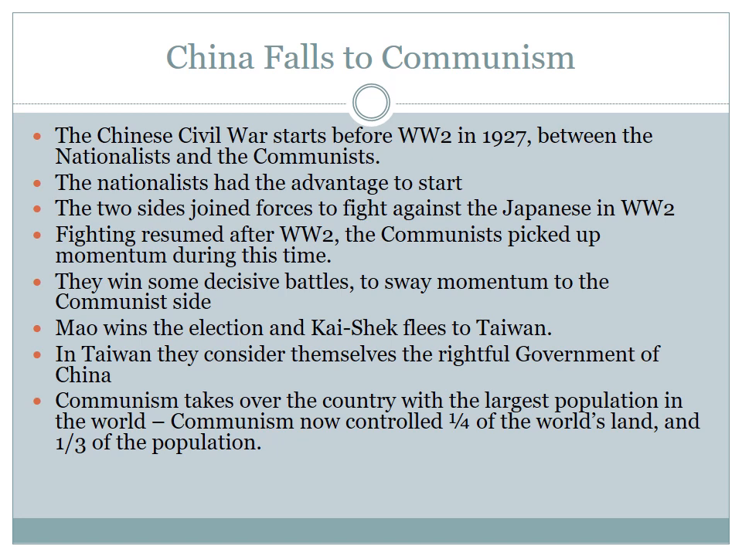So before the Second World War, during the Chinese Civil War, the nationalists had the advantage. The two sides joined forces to fight against the Japanese in World War II because China always had inimical relations with the Japanese. So fighting resumed after the Second World War. The communists picked up momentum during this time and emerged victorious in the Chinese Civil War. And ultimately, Chairman Mao won and Chiang Kai-shek fled to Taiwan, which is also called Formosa.